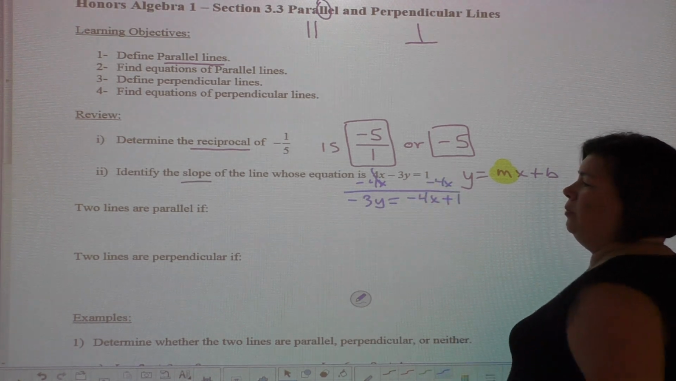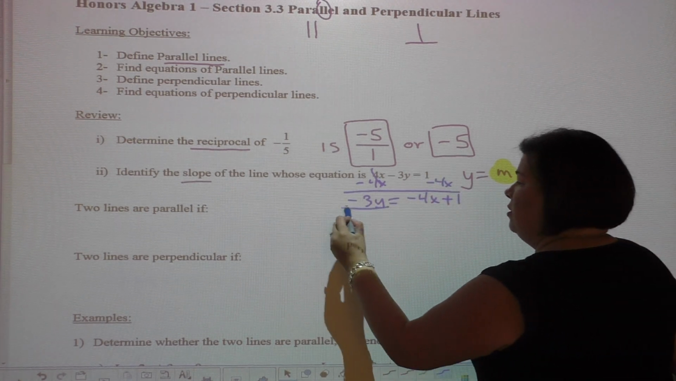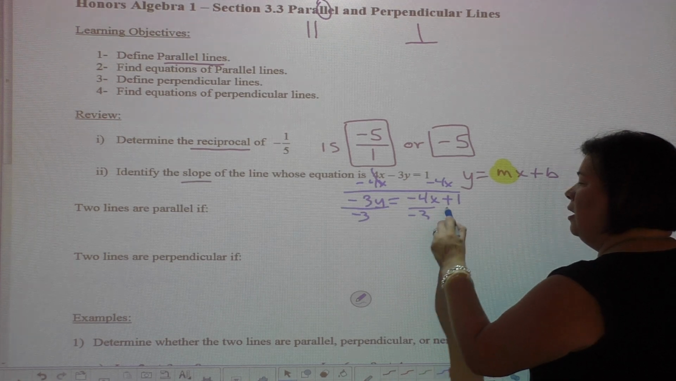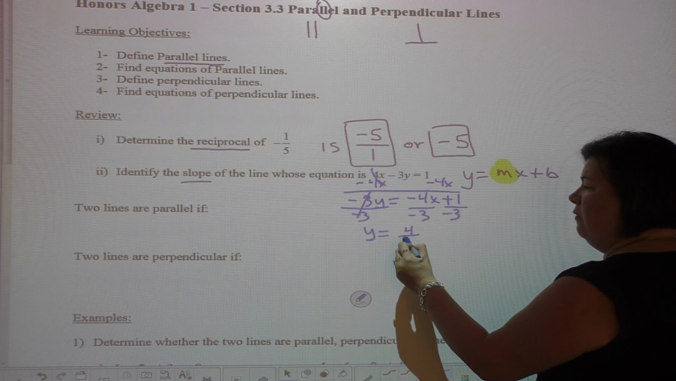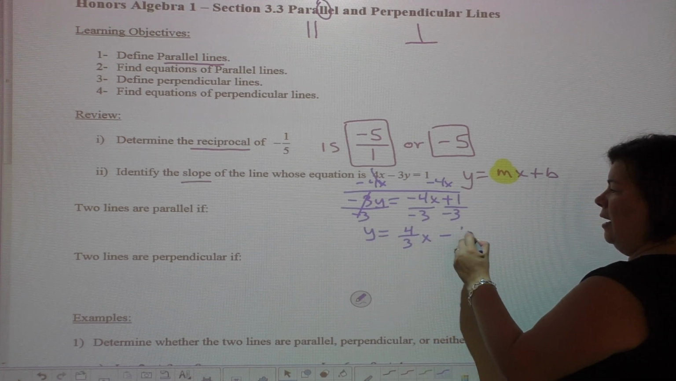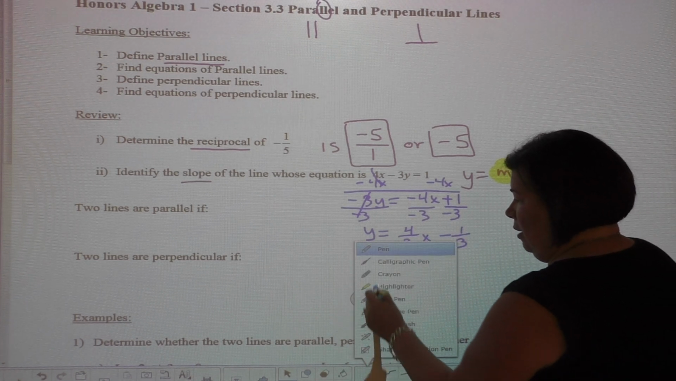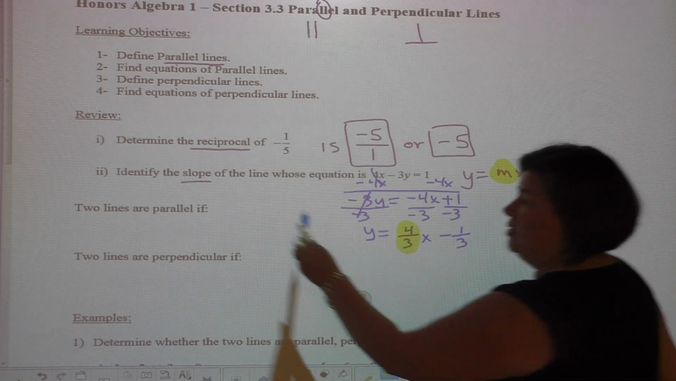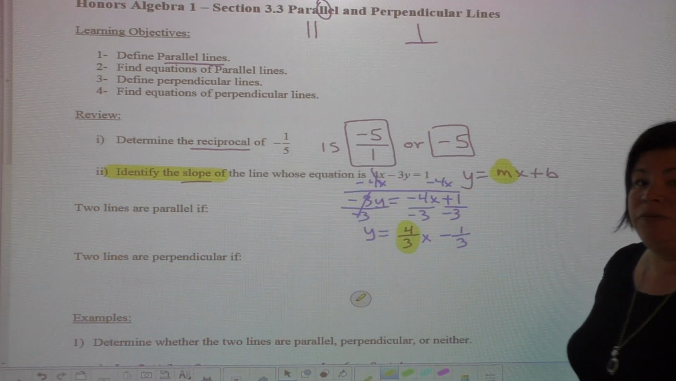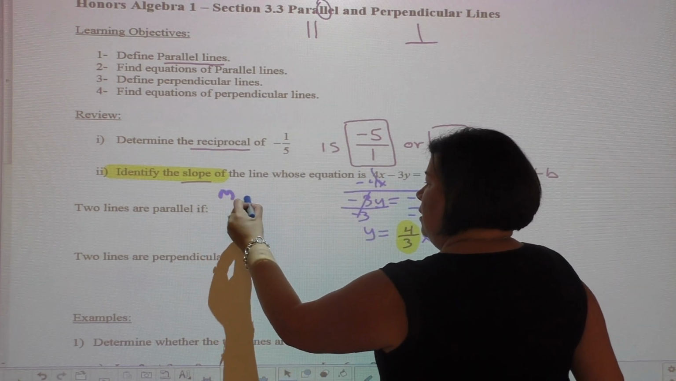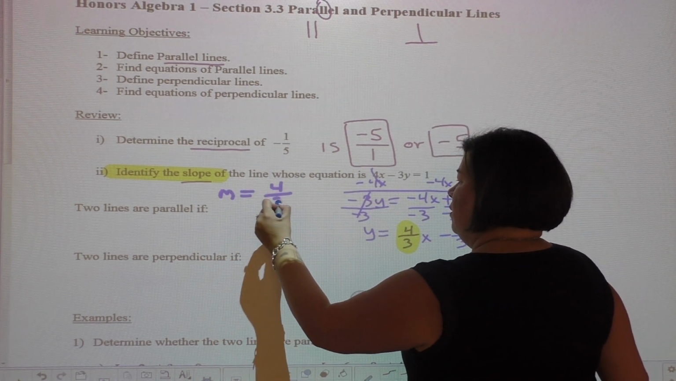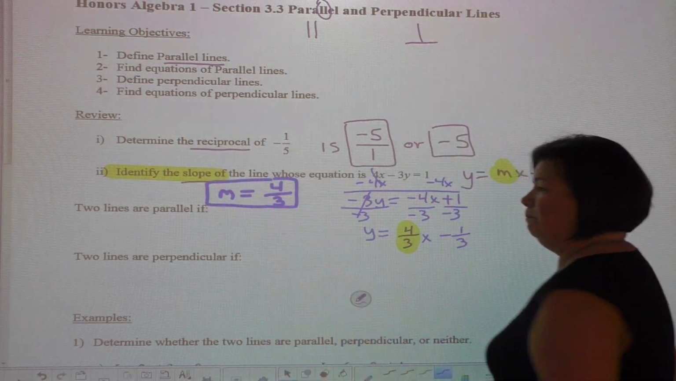Remember, they are unlike terms. Divide every single term by -3. Don't forget that a negative divided by a negative is a positive 4/3, and then I have -1/3. Again, we only care about the slope because that's all they're asking us to do, is identify the slope. So our slope is positive 4/3, and we are done.